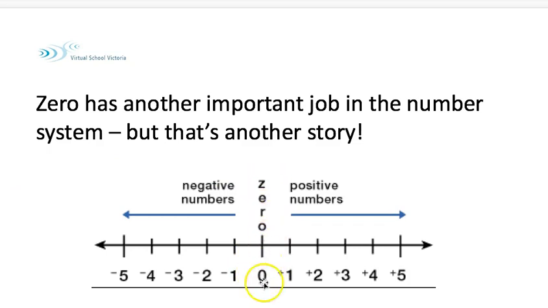But the other job that 0 has is another story. It's the divider between the positive numbers and the negative numbers. So 0 is actually not strictly a number, because a number is something that counts objects. When you have 0, there is nothing to count. So you can't have 0 pens or $0. But 0 in the number line shows us the change point from positive numbers to negative numbers.